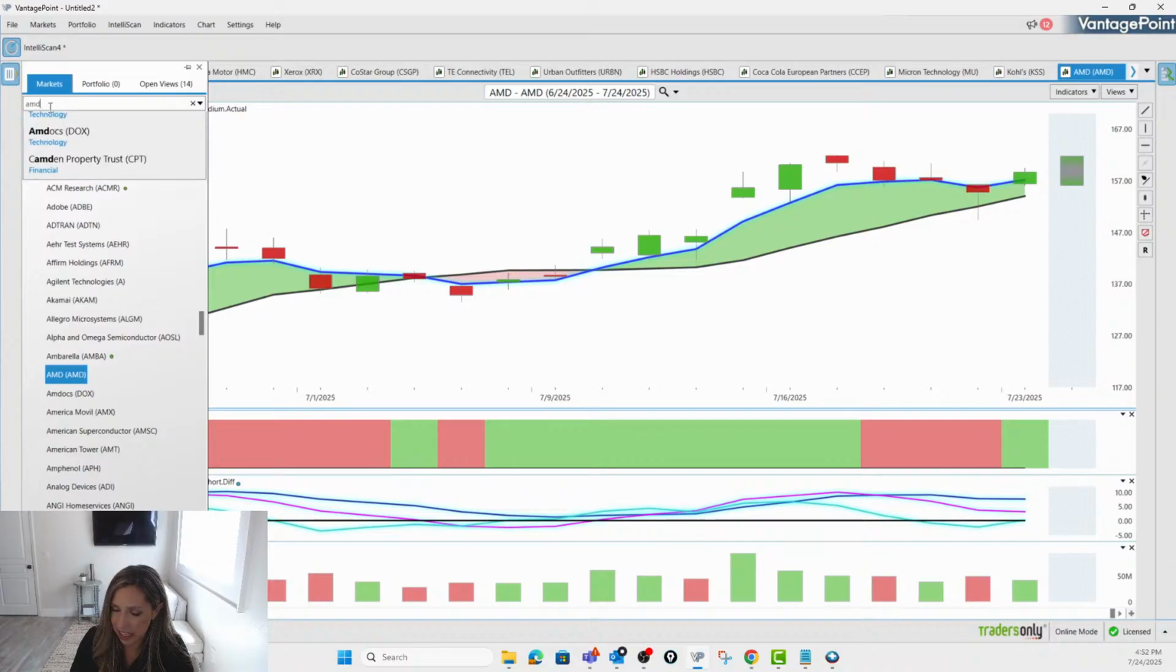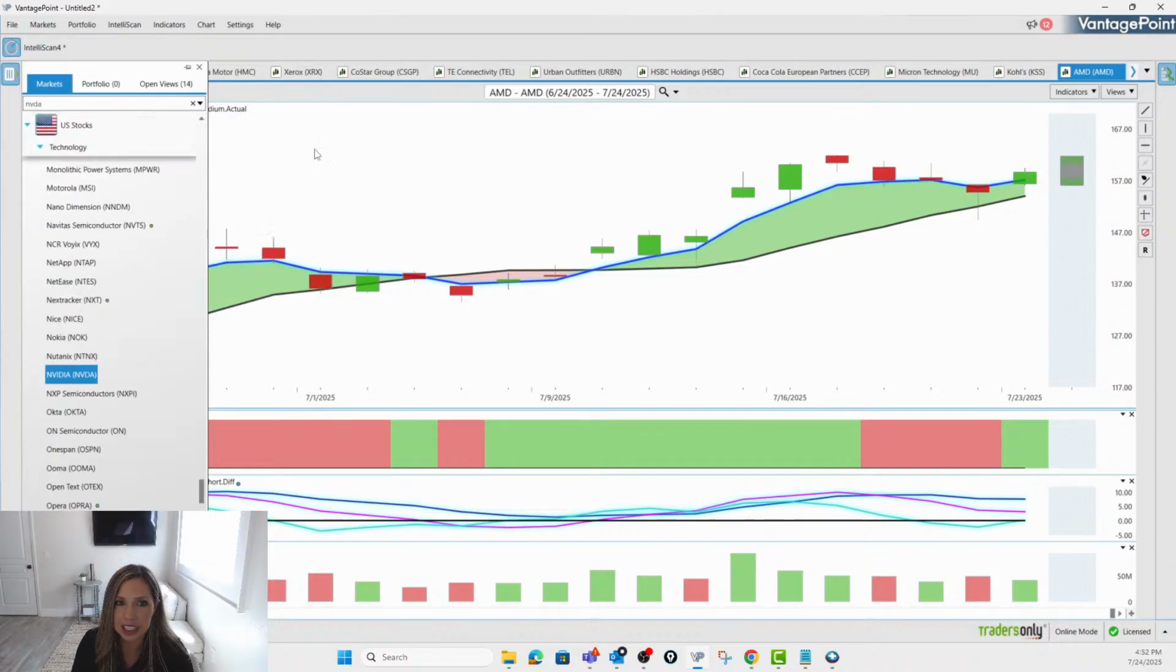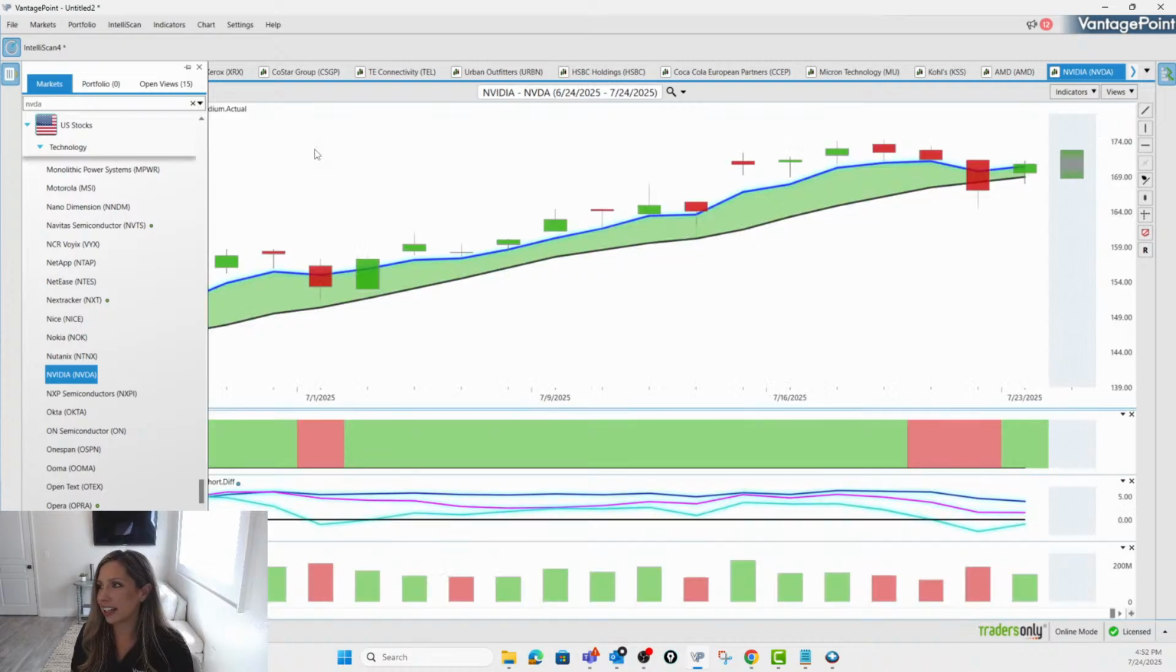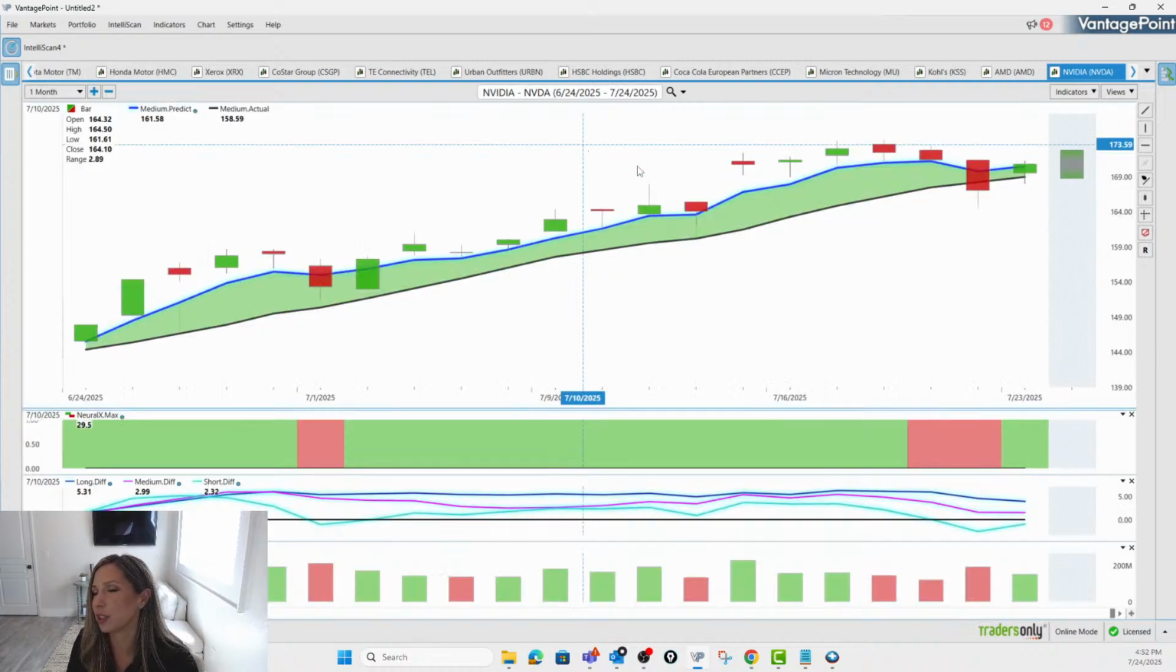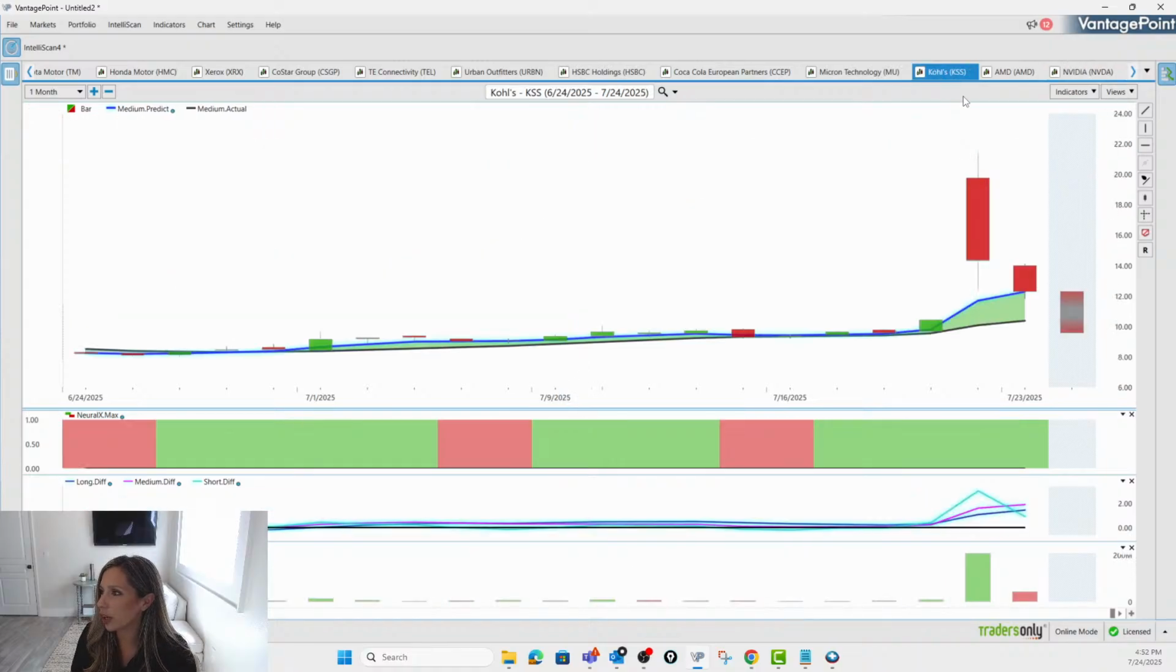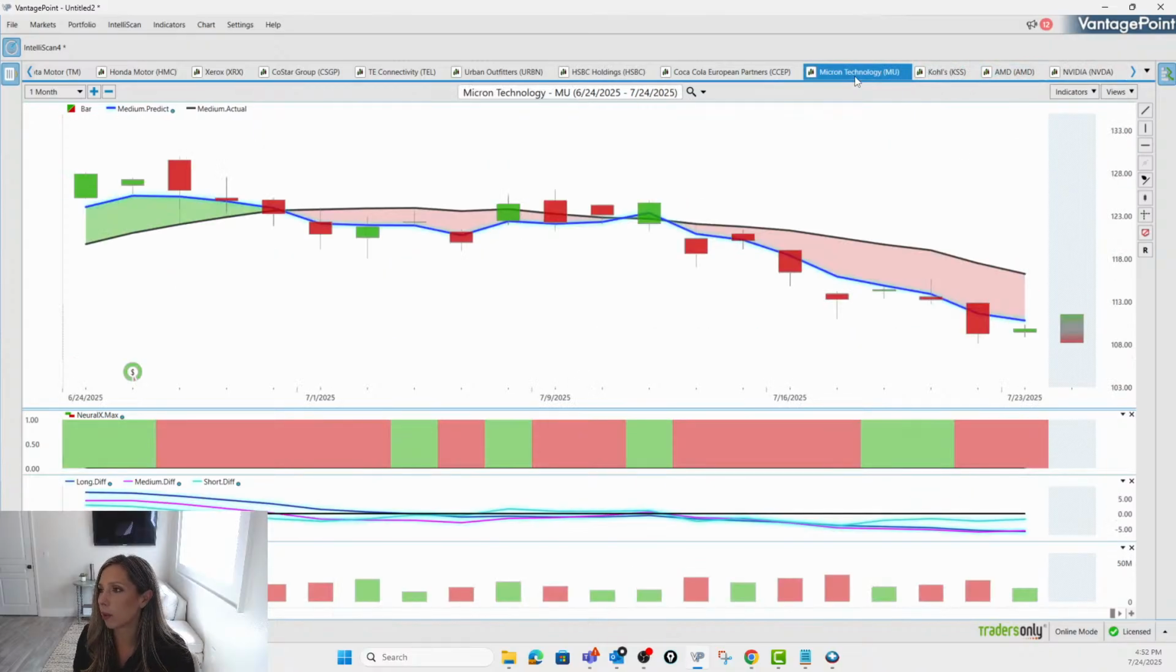NVIDIA. Yeah, NVIDIA is always a great one, guys. Especially recently. We actually just did a stock study on NVIDIA, so check that out. If you're already a VantagePoint user, you can see that full breakdown of the amazing trend that's been happening on NVIDIA. But with VantagePoint also comes incredibly powerful resources as well.